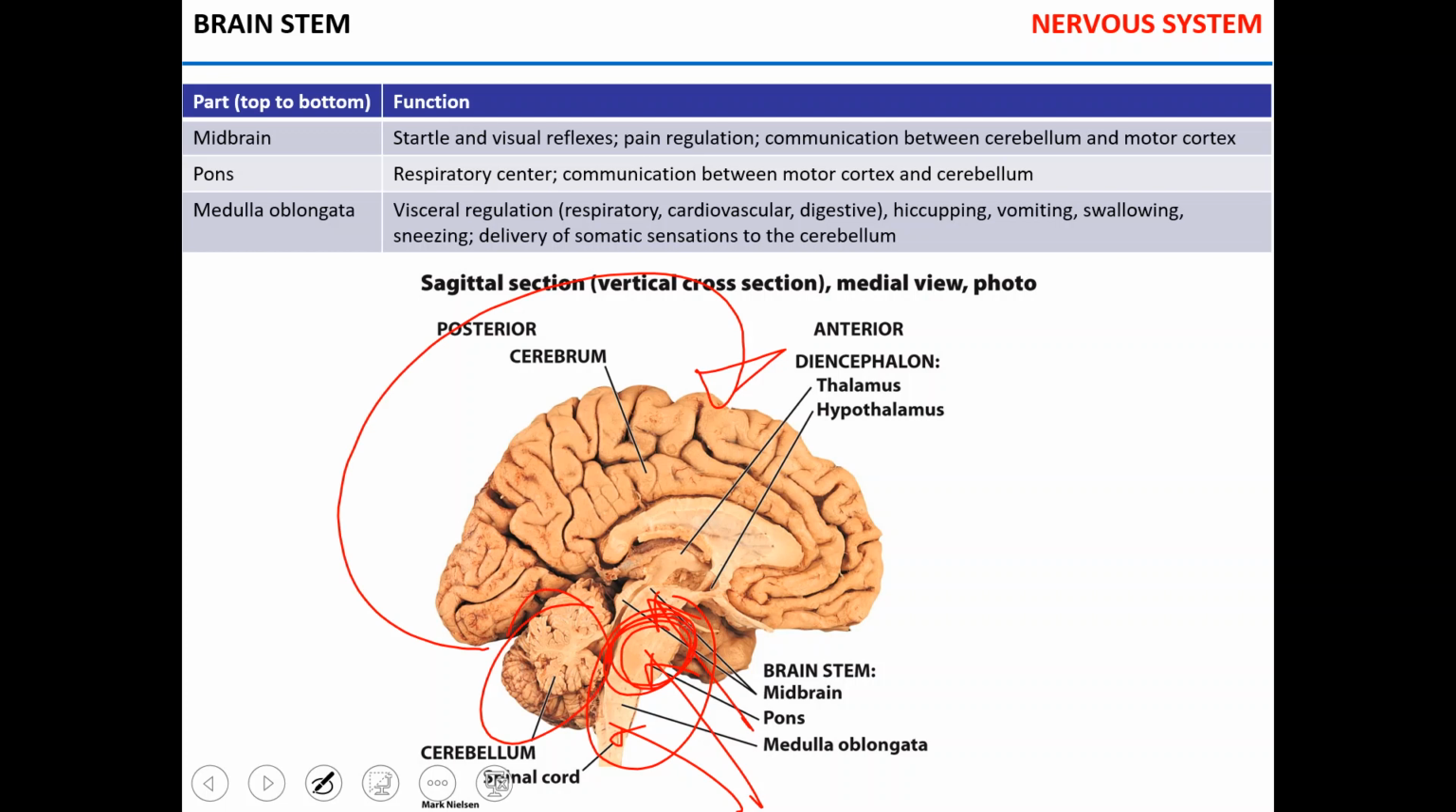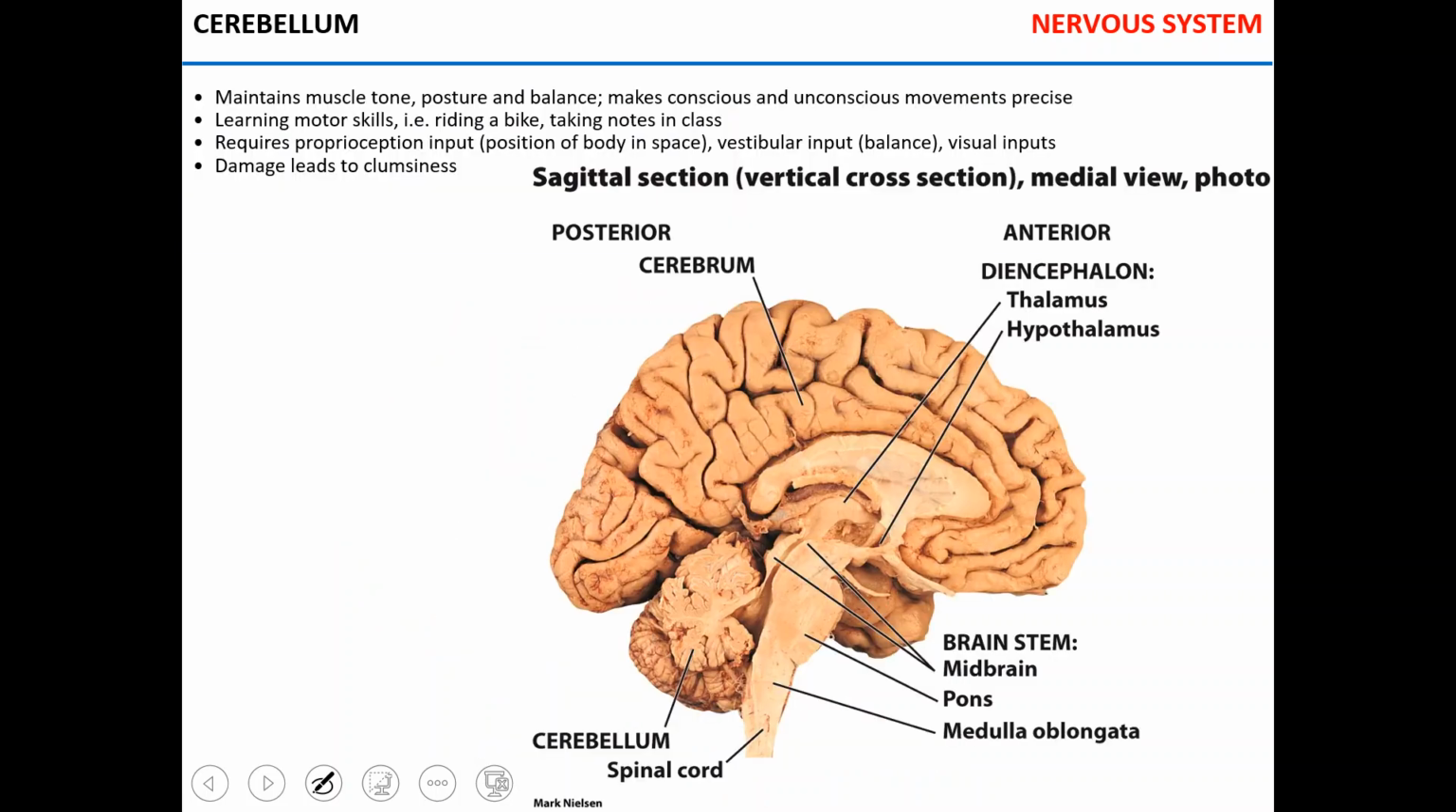And the medulla oblongata is one of the major controllers of the visceral reflexes, autonomic reflexes, reflexes that you cannot consciously control, like swallowing or vomiting or sneezing or hiccuping. The medulla oblongata also controls respiratory activities, cardiovascular activities, and digestive activities. So you can see that the medulla oblongata is an important controller of the visceral functions.